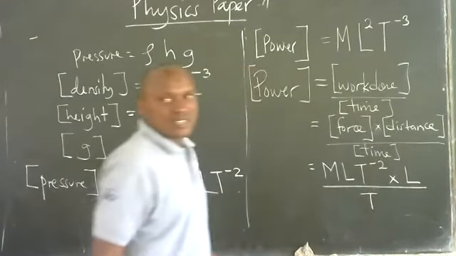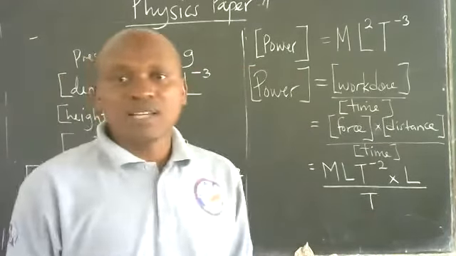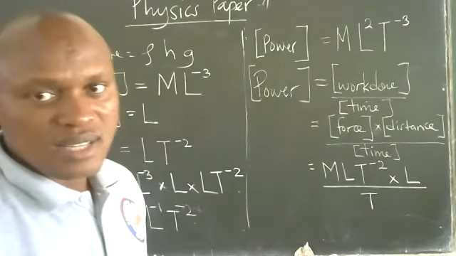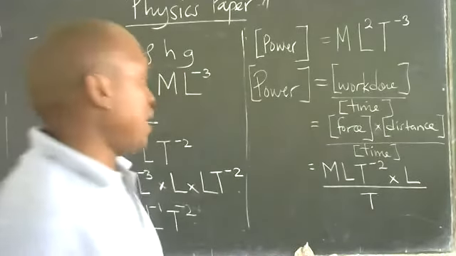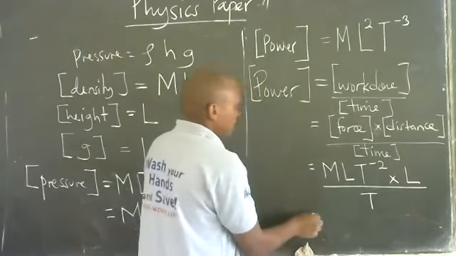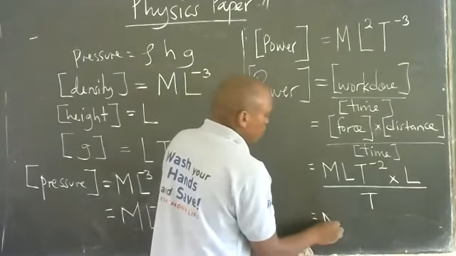Now indices. Collect the terms that have similar bases. M is alone, so we leave it there. M has no other term, so M will be there.